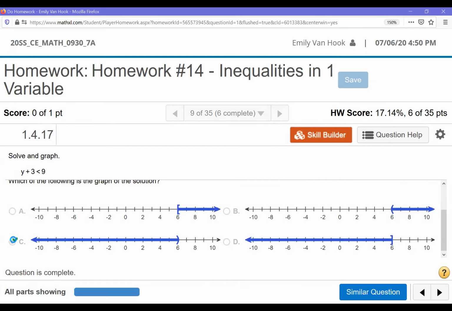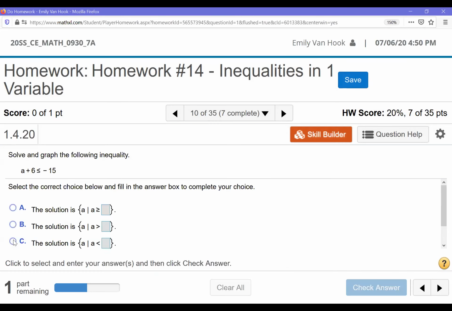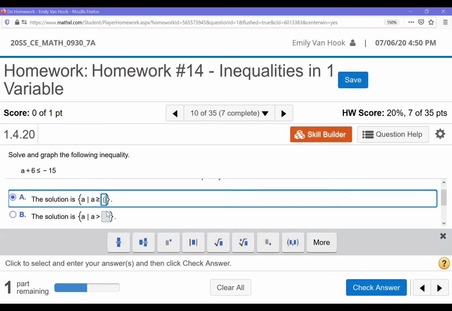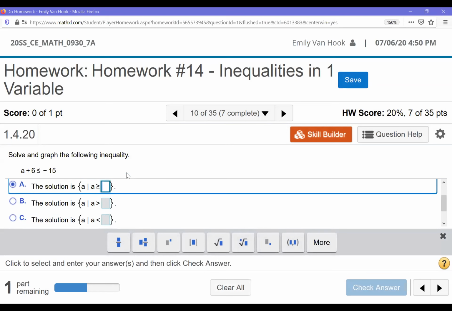Just pay attention to the directions in terms of, are they asking you for interval notation or not? So here's one where they're not. It's that set notation. So it wouldn't make sense to type in parentheses, negative infinity, etc., because that's not the format of this particular problem.